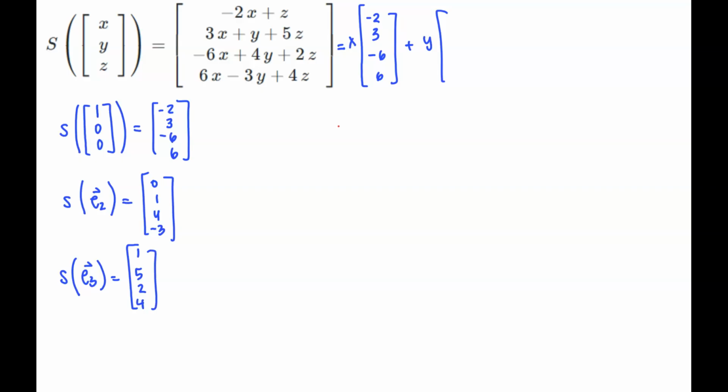Boom. Cute. Now, this gives rise to our standard matrix. There's no set way. A lot of people just use A, but our standard matrix is each of those column vectors that we just found, the results from these transformations, written as the columns of my matrix. So -2, 3, -6, 6, 0, 1, 4, -3, and 1, 5, 2, and 4.